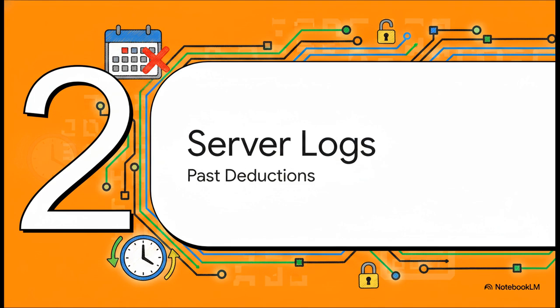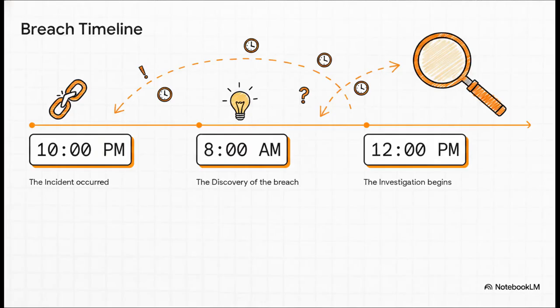Moving on to Step 2, Server Logs, where we look at past deductions. Now, the thing is, this security breach didn't happen while we were standing there. It happened last month. So our present modals are basically useless to us right now. We're investigating at 12 p.m., the discovery was at 8 a.m., but the actual incident happened at 10 p.m. the night before. To project our deduction backward in time, we've got to upgrade our grammar to past perfect structures.